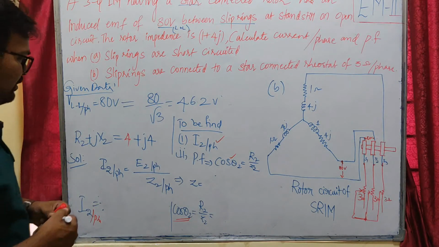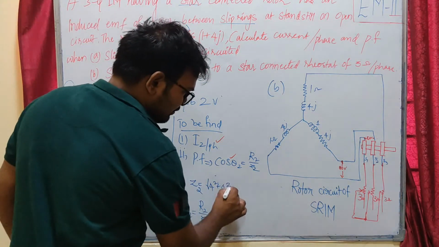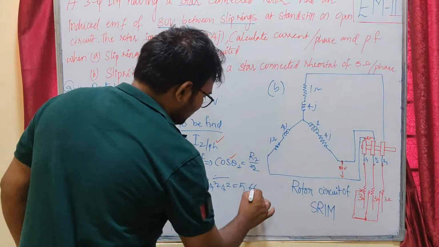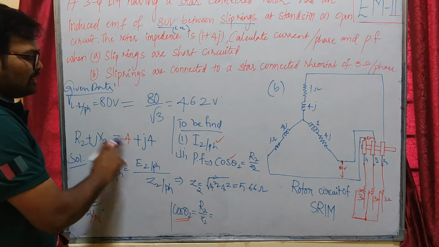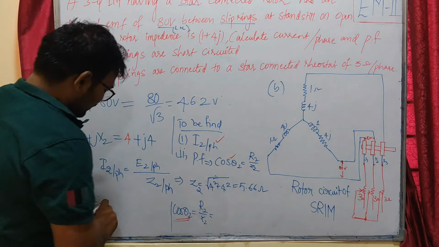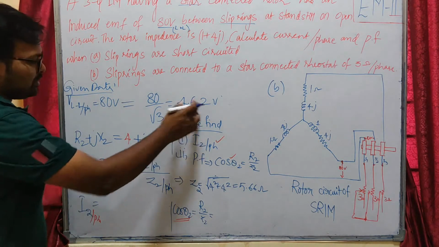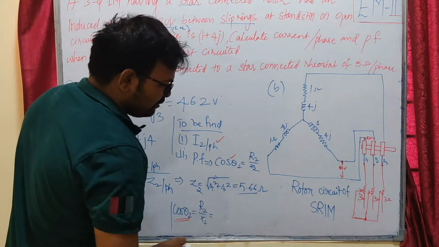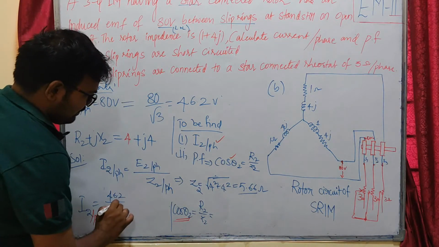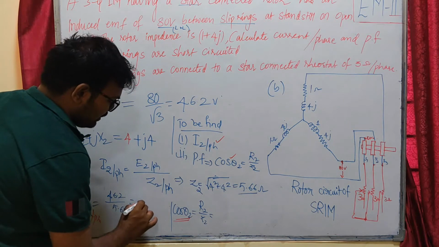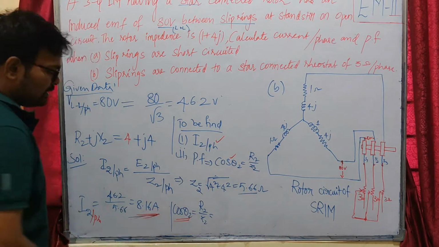So let us find Z2, which is equal to the magnitude of 4 square plus 4 square, which is equal to 5.66 ohms. I have calculated the impedance of the rotor with the increase in rotor resistance. I can find the rotor current by substituting E2, which is 46.2, and Z2, which is 5.66. The rotor current will be 46.2 by 5.66 equal to 8.16 amperes. This is my rotor current when I connected 3 ohms of external resistance.